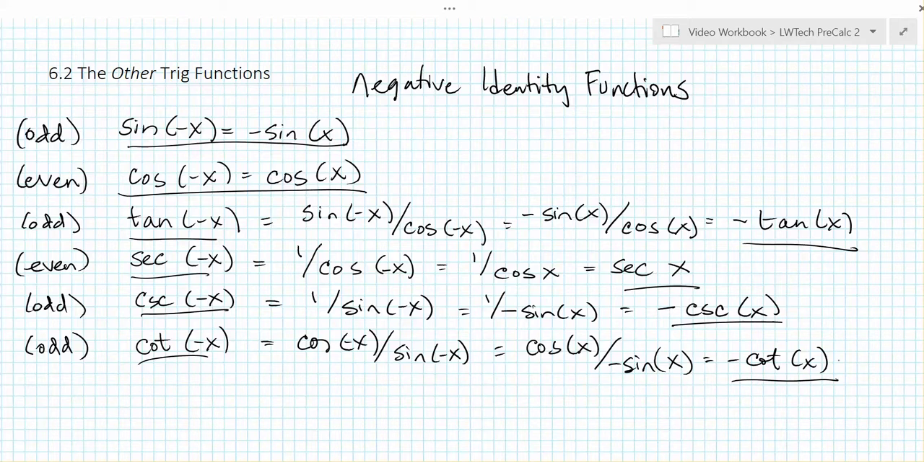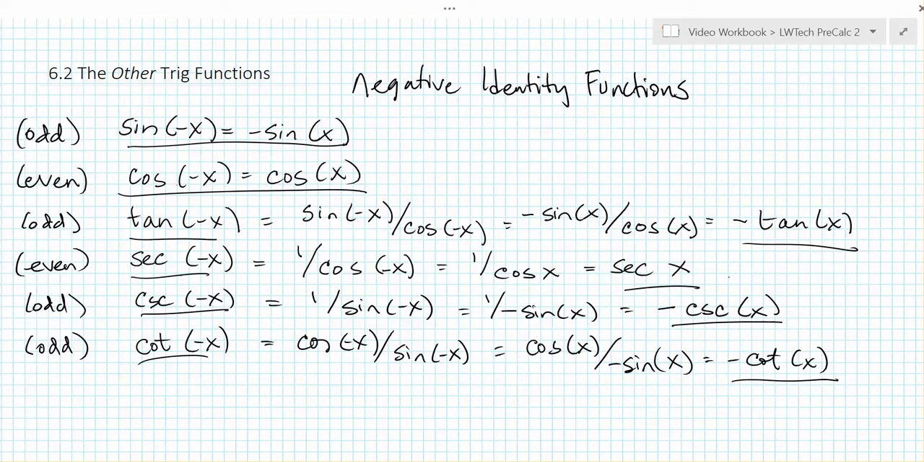What does this mean for us? Well, if we have a negative angle and need to take its cosine or its secant, we can just ignore the negative. But if we have a negative angle and need to use any of the other trig functions, we pull the negative out in front. These seem like small changes, but understanding these identities will make it much easier to solve many of our equations.